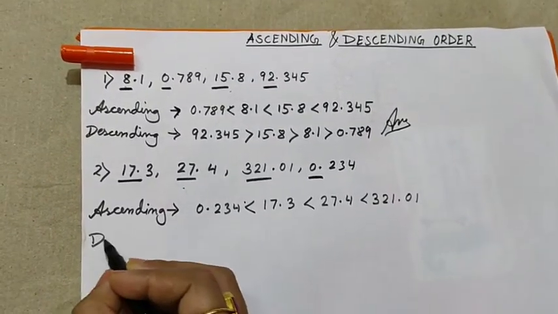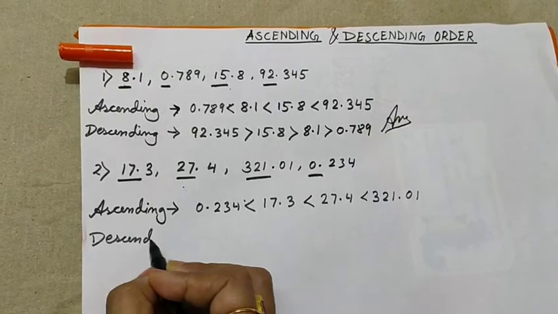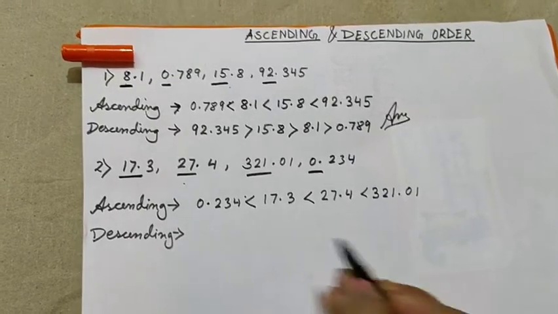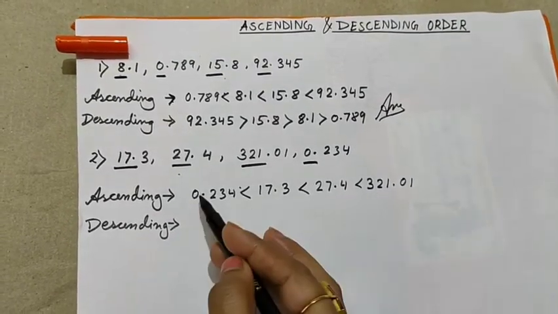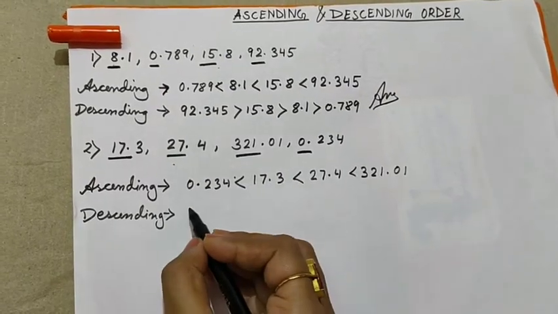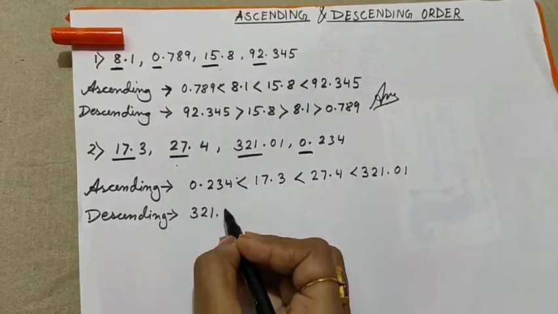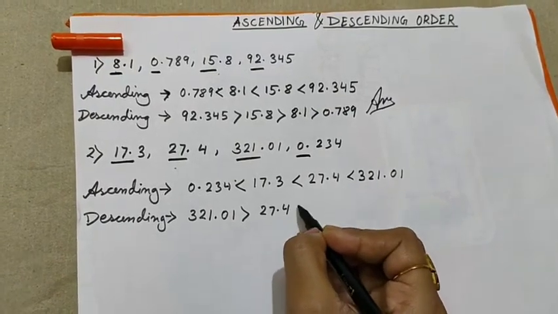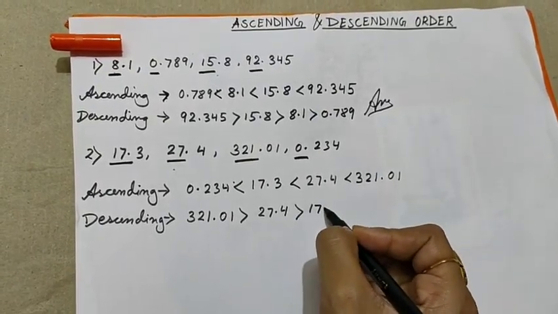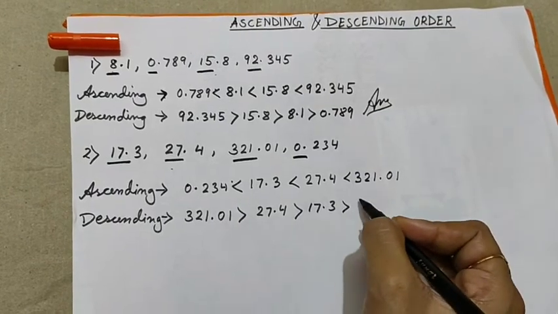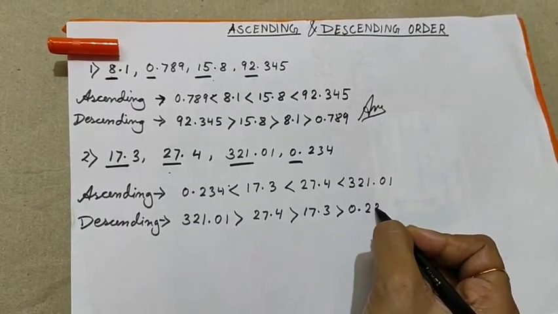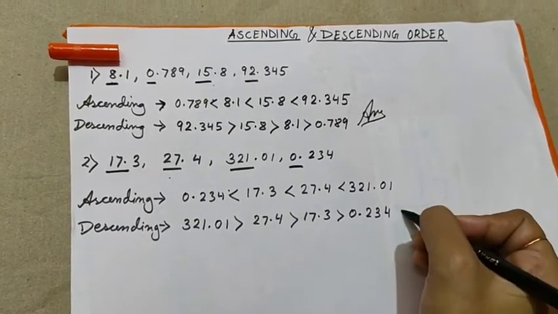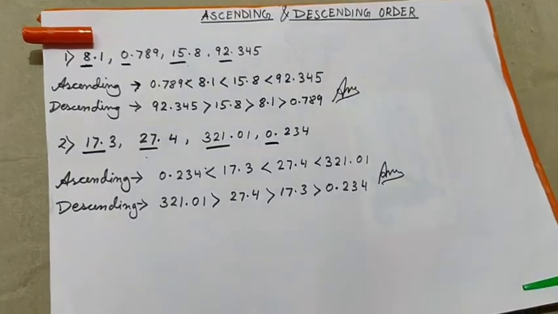Now if you have to write in descending order, then you have to arrange from the largest to the smallest. So which is the largest whole number here? 321.01, after that 27.4, after that 17.3, and after that the smallest is 0.234, and this is our answer. Clear?